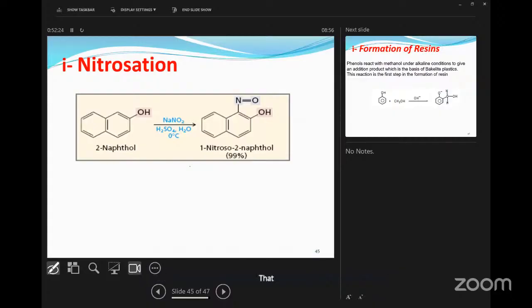Nitrosation is a reaction with sodium nitrite for you to get a nitroso compound.